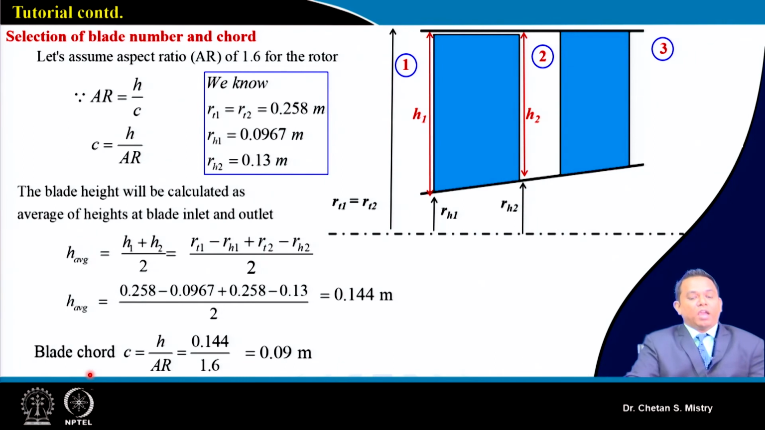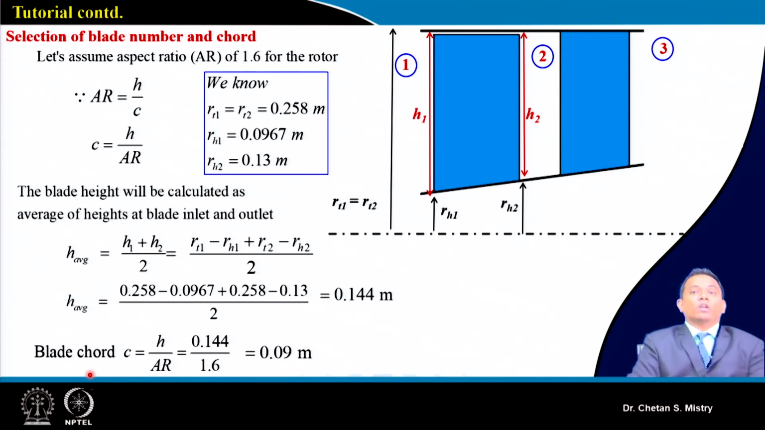Okay. Now once we have done this calculation, we are interested in calculating what will be our number of blades, what will be our chord. We are also interested in what our diffusion factor is, that means we are interested in calculation of the solidity. So in this case, we need to make certain assumptions.